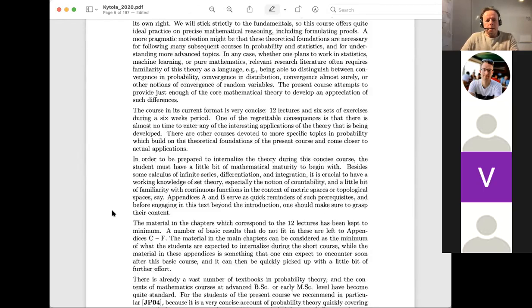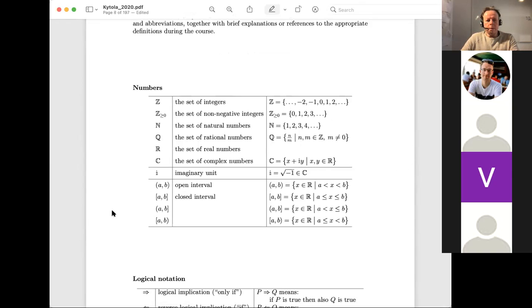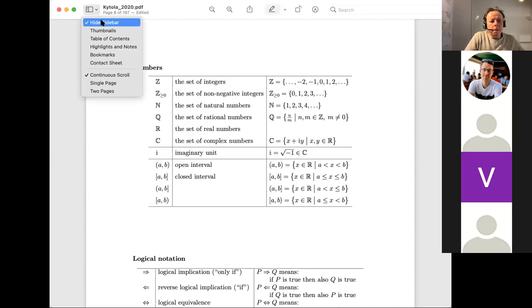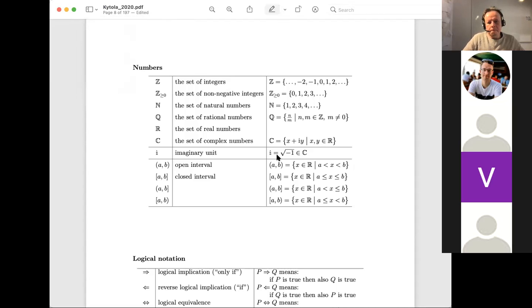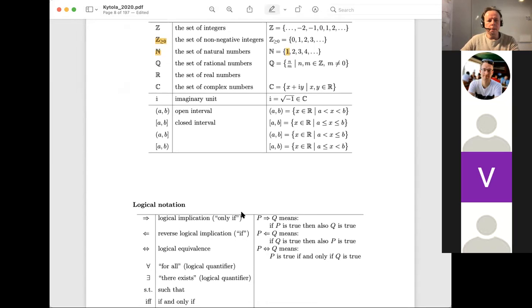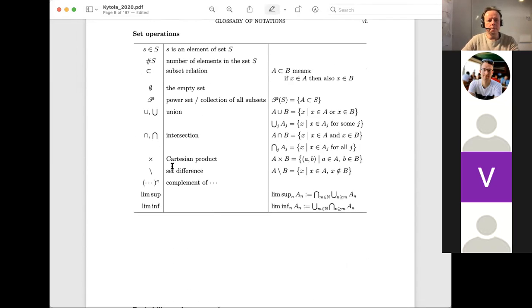And finally, there's maybe some material. So there's a description of the notation. So for example, this is the way to denote the non-negative integers. It changes in different lecture notes. Here is this one. N is now the natural numbers starting from 1, and so on. And then these are the intervals, logical notations, and so on.